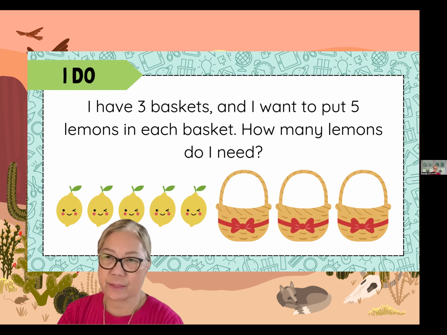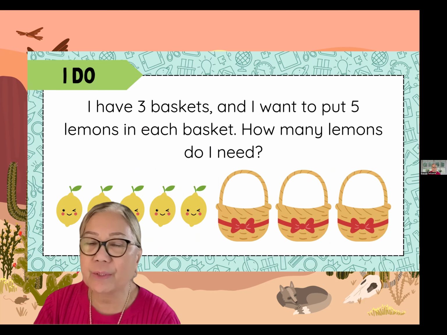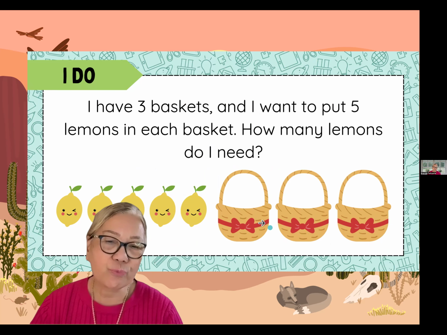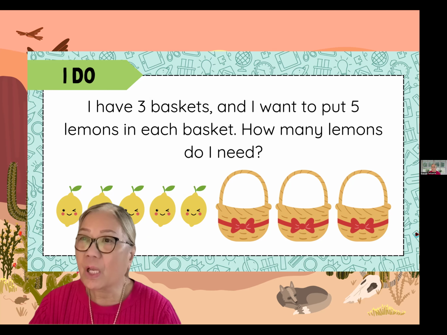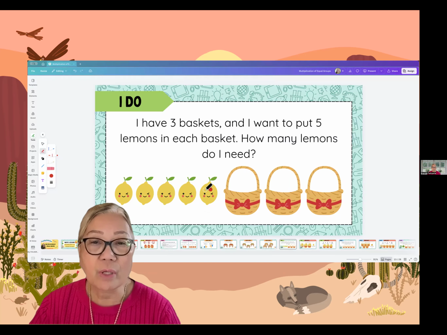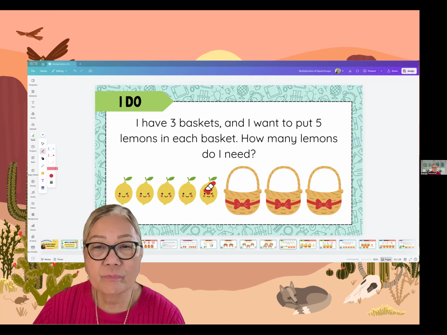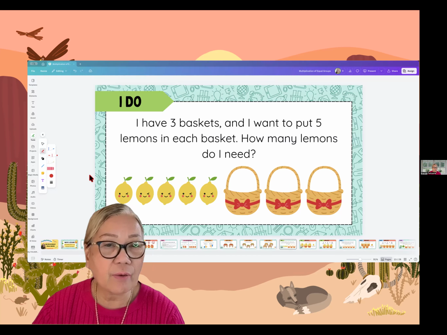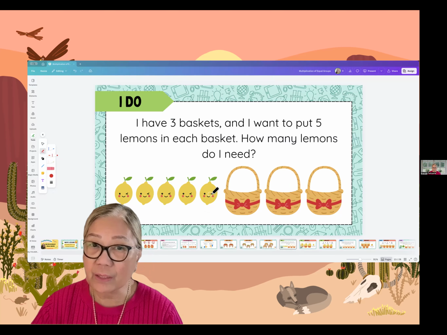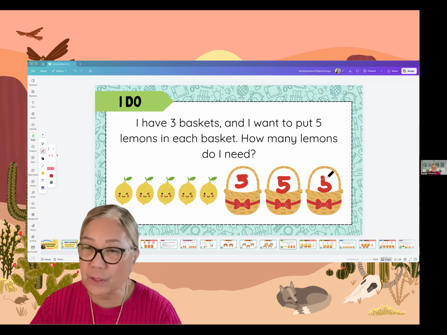I have 3 baskets. Now, I want to put 5 lemons in each basket. How many lemons do I need? So first, I'm going to minimize my screen again because I cannot manipulate this if I don't. There are 5 lemons, right? So I will have 5 lemons here, another 5 lemons here, and another 5 lemons here.